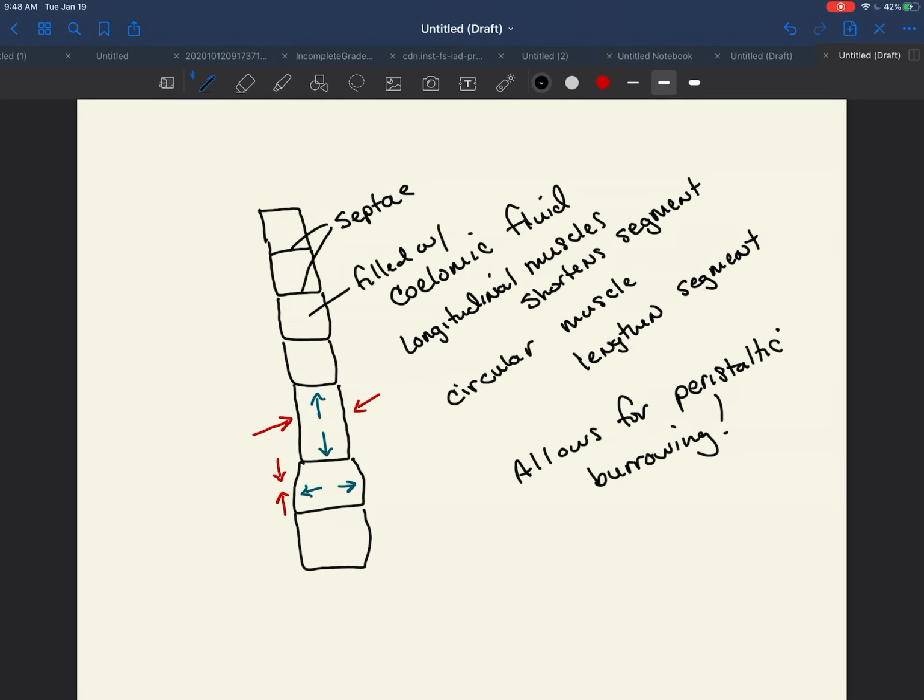Peri means kind of around. Staltic means like start and stop, right? And so if you ever watched an earthworm move, it contracts and relaxes one side of its body and then the other. And it's kind of interesting because they do have little setae on their ventral surface that allows for them to cling to the soil. So you can feel those if you run your finger along the bottom of an earthworm. You should be able to feel the setae. You can't really see them very well without looking at them underneath a microscope.